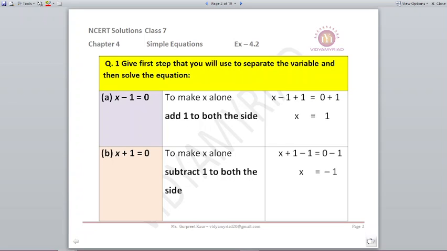Now what we have to do over here is, we are given the equation x minus 1 equal to 0. We have to find out the value of x by telling the steps. So the first step is, we will make the variable alone on the left hand side. Mostly the variable is on the left hand side. Since x minus 1 is equal to 0, x will become alone when you remove minus 1. Now how will I remove minus 1? When I add plus 1 to it. So minus 1 plus 1 will get cancelled and x will remain alone.